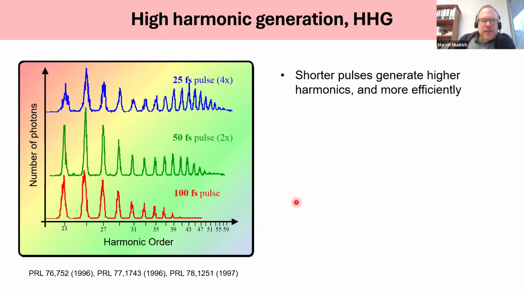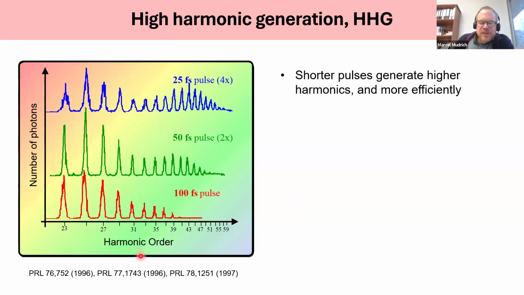And that leads to an XUV spectrum shown here for different lengths of the drive infrared pulses. Obviously, the shorter the pulses, the higher the order.